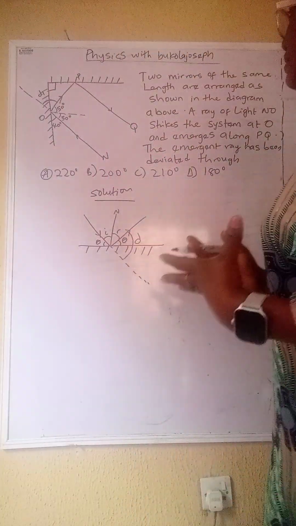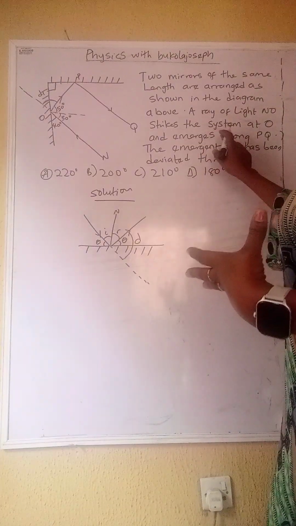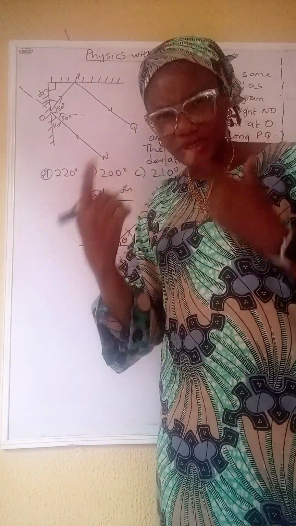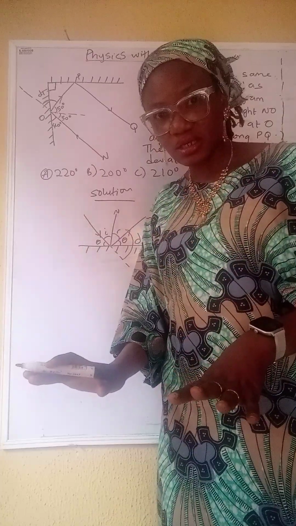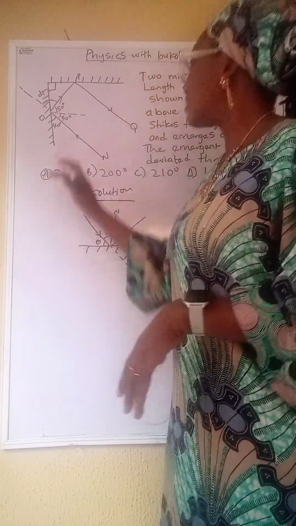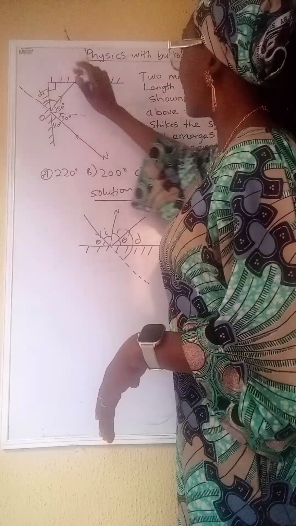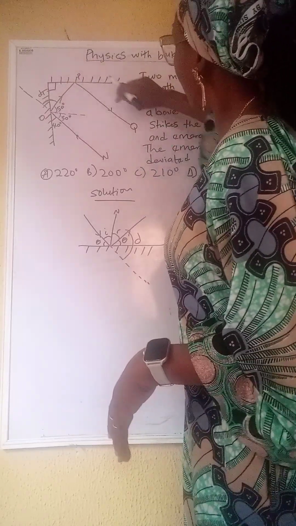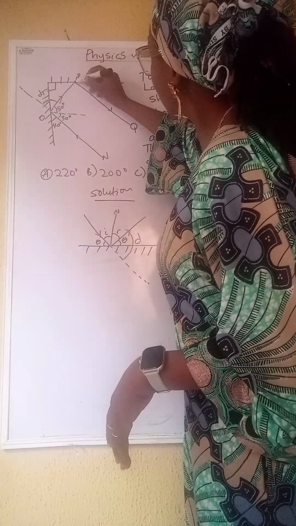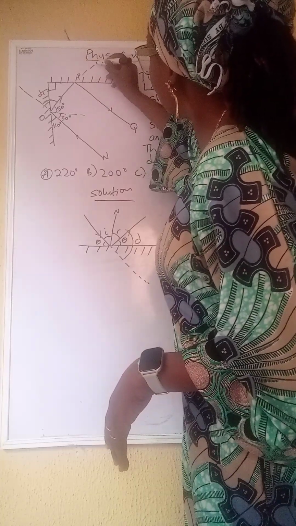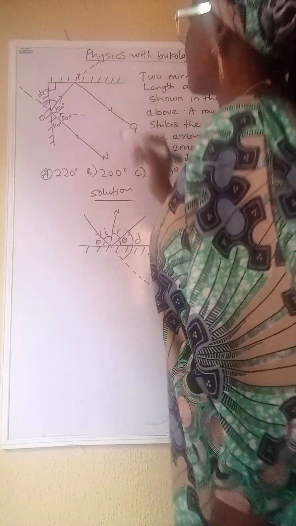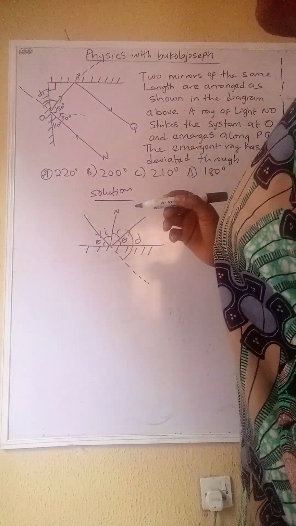Because the incident ray ON that emerges along PQ will deviate twice. This is the first deviation. Now, this ray we are seeing here is the incident ray for this second mirror, so we are going to reproduce it as our second incident ray. Let's complete this problem.